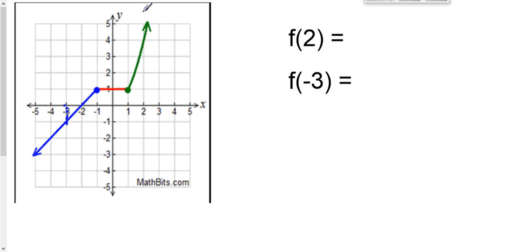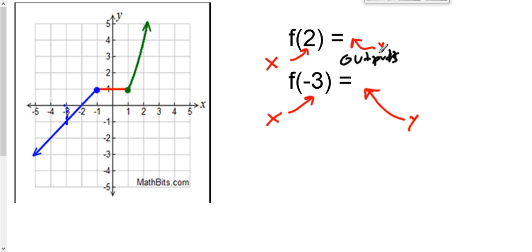What a graph can help us with is telling us outputs from given inputs. So if I plug in 2, remember that's an x value, what I want to know on this side is the y value. Basically they're asking, alright, what's the coordinate point 2 comma what? This one is asking, what's -3 comma what?